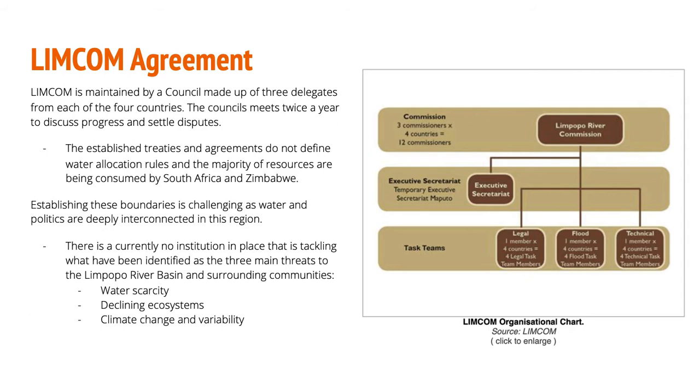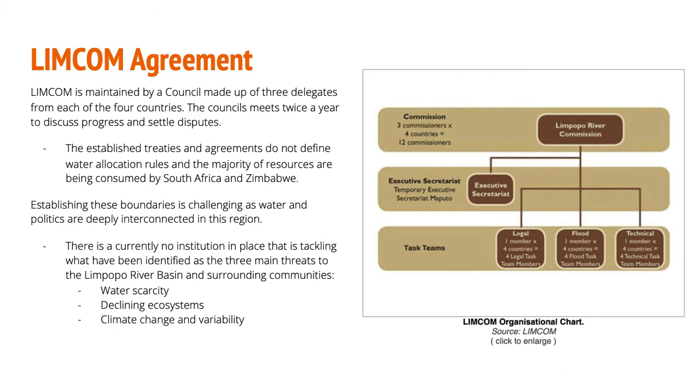There have not been any defined rules or regulations that establish water allocation rules between the 4 countries, and the majority of resources are being consumed by South Africa and Zimbabwe. As this is a very water-vulnerable region, establishing these boundaries is very challenging, as water and politics are deeply interconnected.